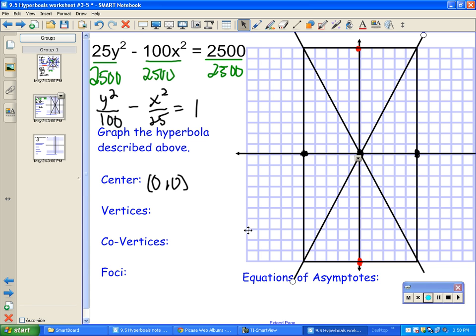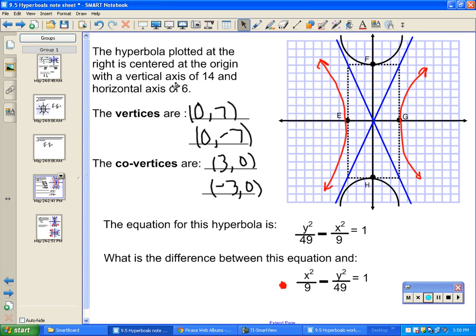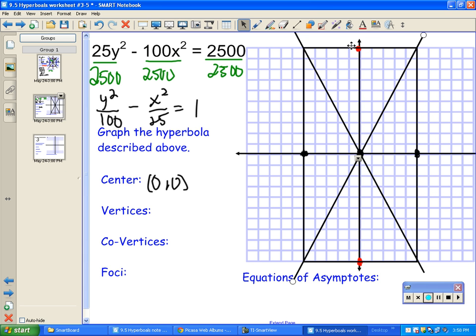Okay, on number 3, we saw that if it was an x squared minus a y squared, it was going to open to the side. But this is a y squared minus an x squared, so that means it's going to open up and down. If you want to double check your notes, that was like the second problem, where this was a y squared minus an x squared and it opened up and down. So that means our hyperbola is going to be up here on the red dot and down here on the red dot as well.